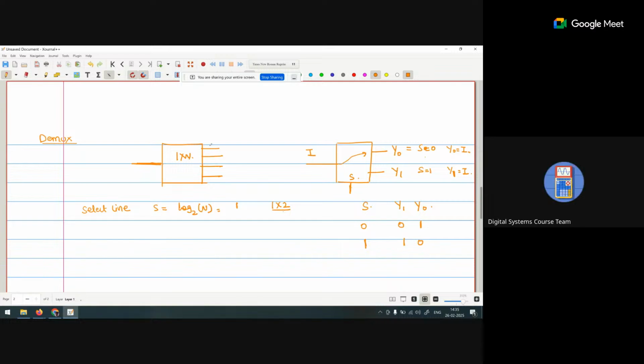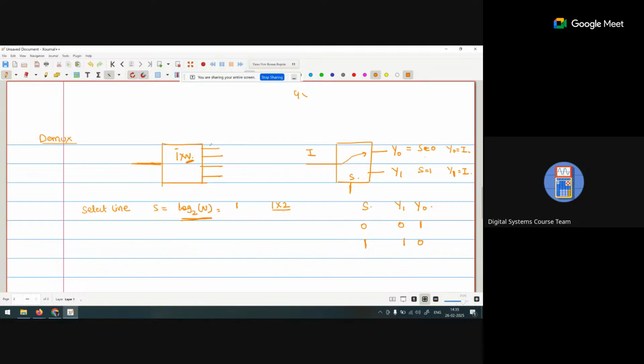Sir, you've taken one input line and one selection line. According to this formula, log 1 equals 0, so the selection line should be 0. This is the n, this is 1. The formula is log base 2 of n. Now our n is changed.